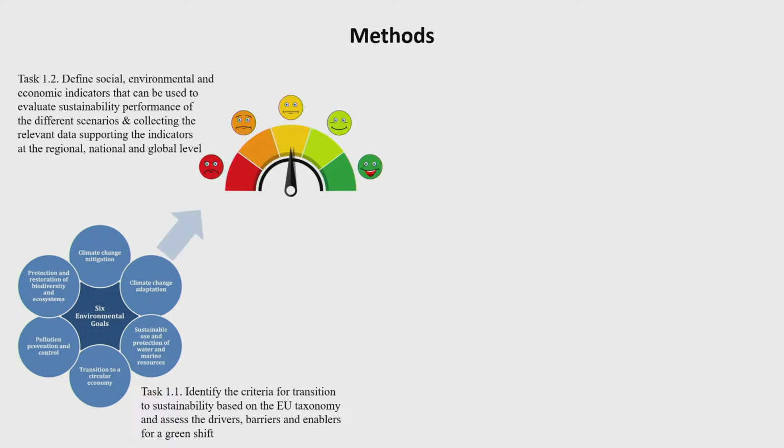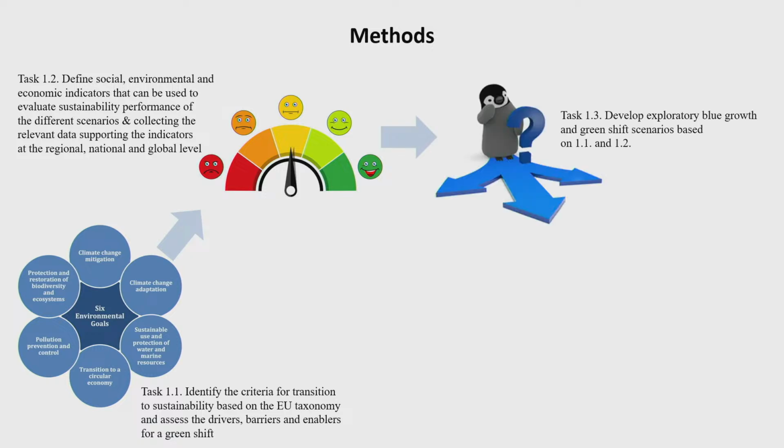Task number 2 is to define social, environmental, and economic indicators. So this task aims to collect different indicators that will be used later in order to adjust and validate our scenarios. Task number 3 is to develop exploratory blue growth and green shift scenarios. And the talk today is mainly about this task, so I will present you in 2 minutes the result of this task.